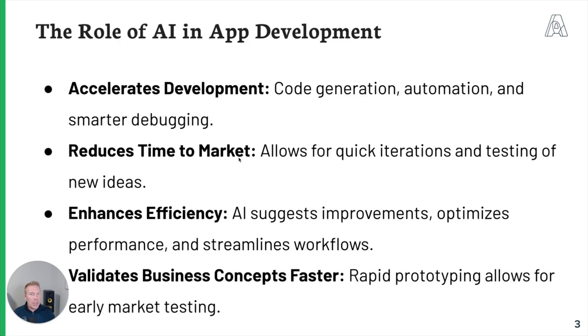When we look at each of these tools, we want to take a look at why we're doing it. Application development using AI can help accelerate your development team, code generation. It helps also to reduce the time to market, quick iterations, testing of new ideas. Another thing we've noticed is that it can enhance efficiencies, things like optimization, performance, and even streamlining workflows. And lastly, what we're seeing a lot of at Augusto is rapid prototyping, allowing you to take a business idea very quickly to the market.